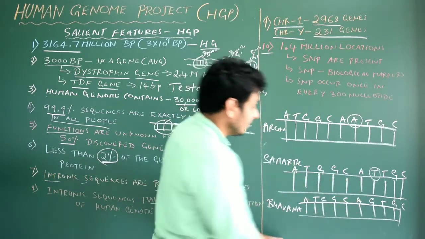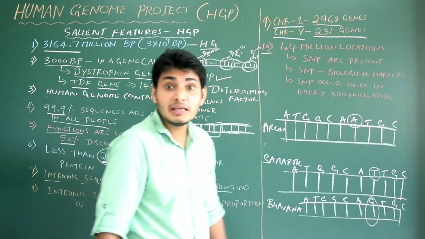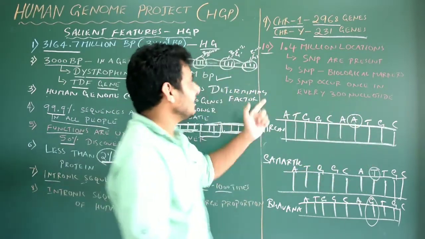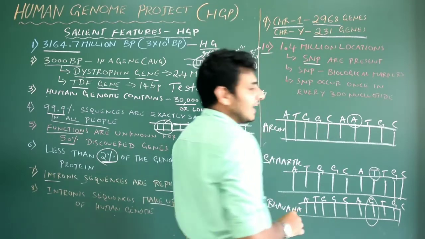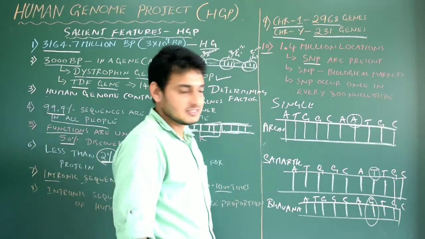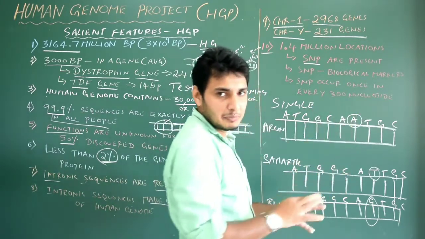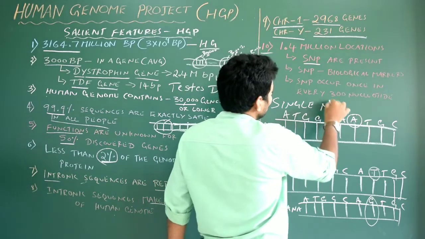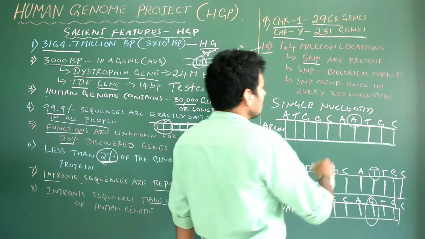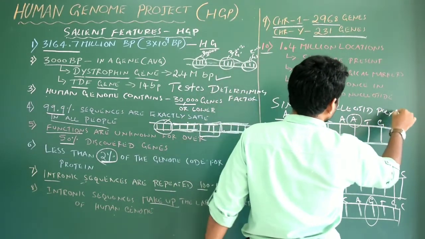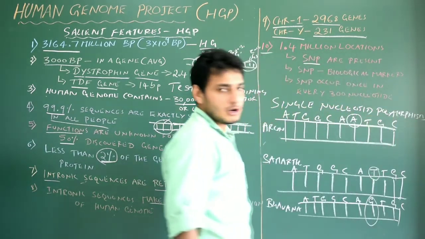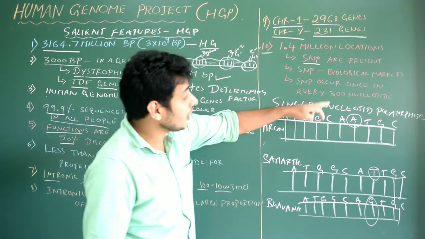So they have identified that there are 1.4 million places or locations where you see changes in a single base pair. That is called SNP. What is this SNP? Single, because it is a single base pair change, not multiple base pairs. Single nucleotide, obviously, because the base pair is nothing but the nucleotide itself. Single nucleotide polymorphism. Can you see this? Polymorphism.